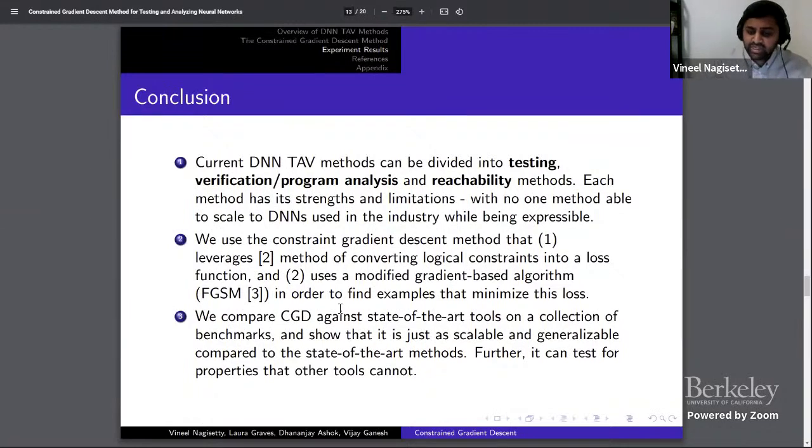And we compare this against state-of-the-art tools on a collection of benchmarks and show that it is just as scalable and generalizable compared to state-of-the-art methods. Further, it can test for properties that current methods can't. And so it's like a general framework where you can test for many kinds of properties as needed.